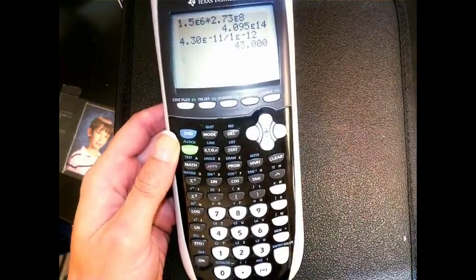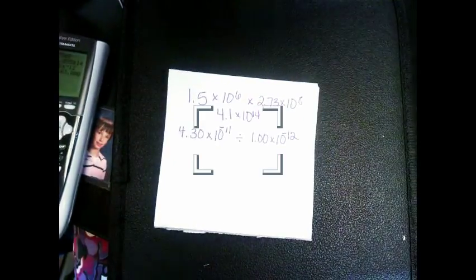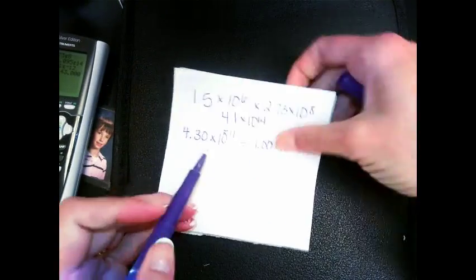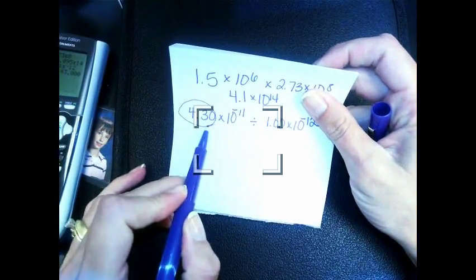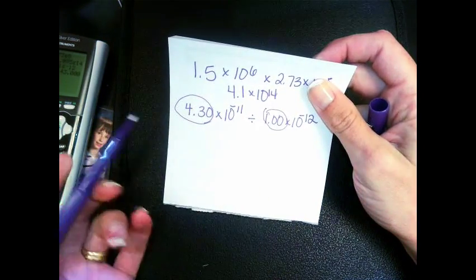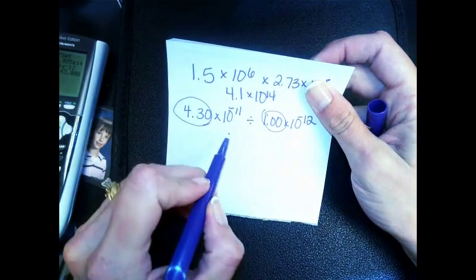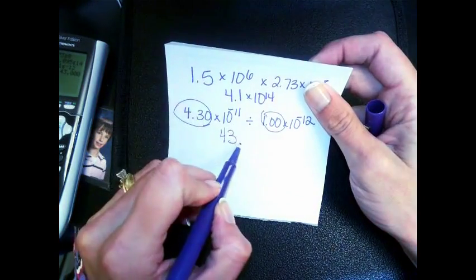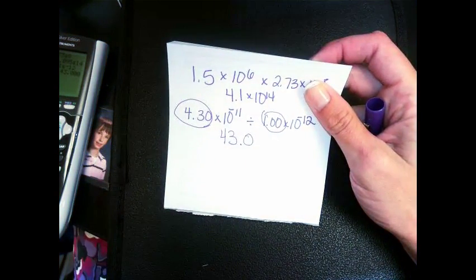We know that significant figures, in our first number, we have 3 significant figures. All of these are significant. And in the second number, we also have 3 significant figures. So our final answer is going to be rounded to 3 significant figures. So our final answer should be 43.0. That would be our final answer.